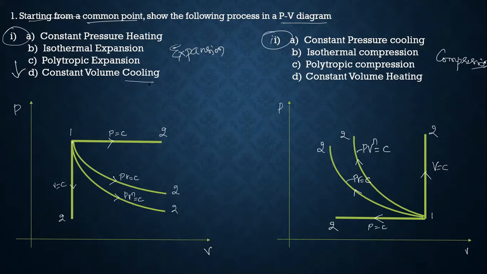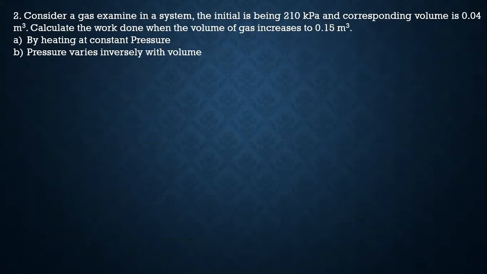One is the expansion and another one is the compression. This is constant pressure heating. Constant pressure heating comes under expansion. Constant volume cooling comes under expansion. And constant pressure cooling comes under compression. And constant volume heating comes under compression.